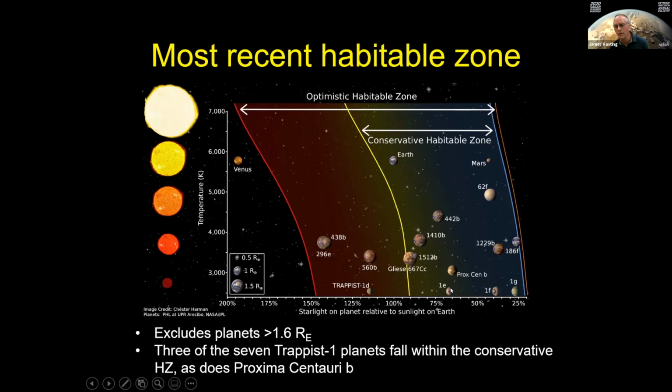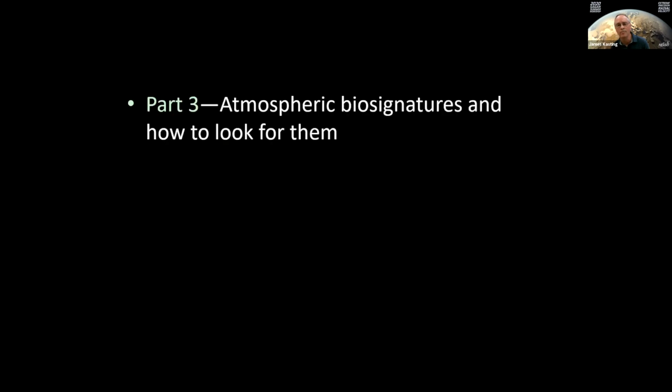The TRAPPIST-1 planets, of course, were found by transits from the ground, and Prox b is radial velocity. But Prox b, TRAPPIST-1 you heard already today, that's a target for JWST, and Prox b is a target for the ELT using this high dispersion spectroscopy that Jane Birkby talked about earlier.